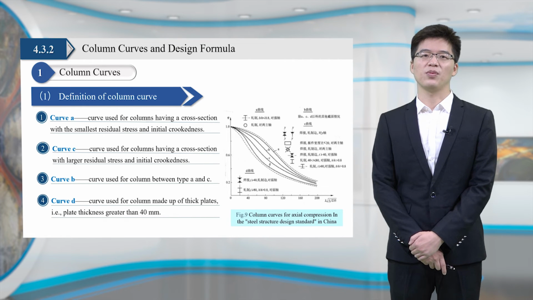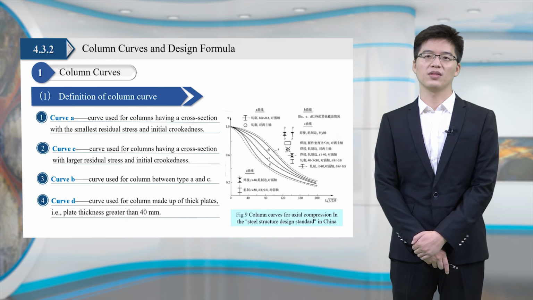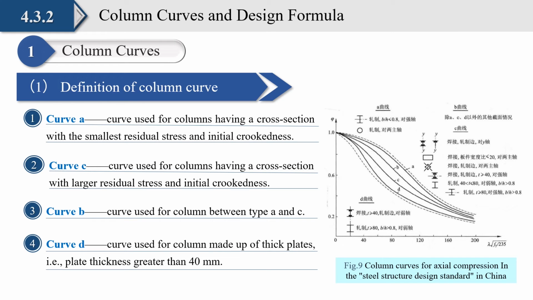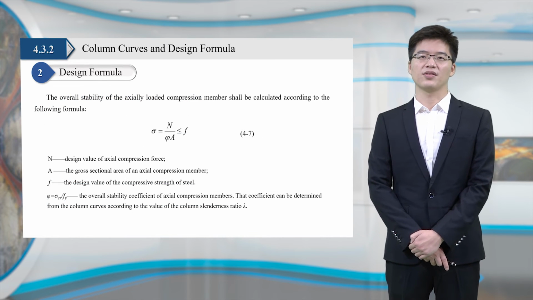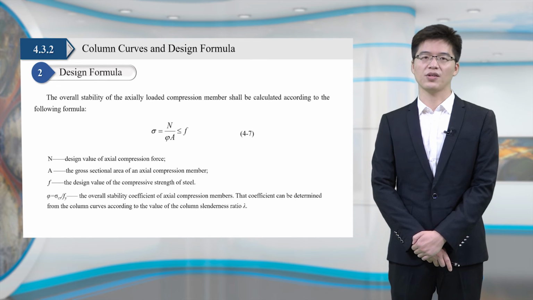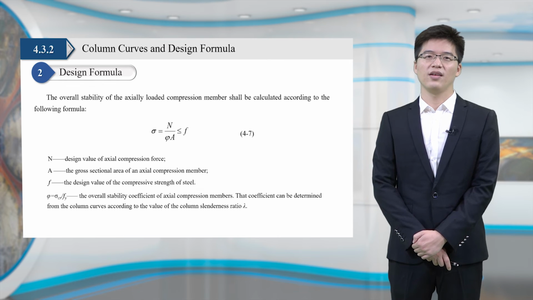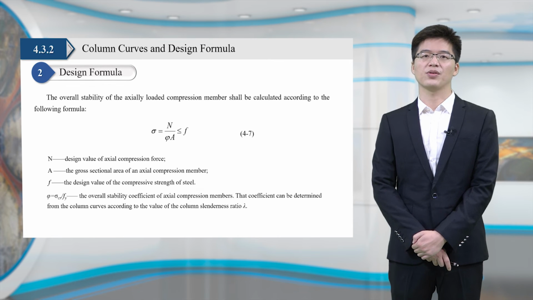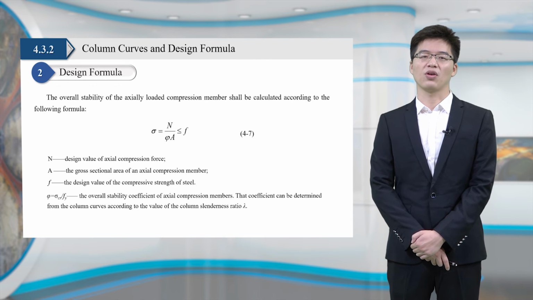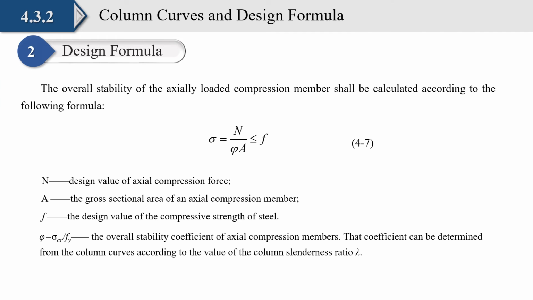After we obtain the relationship between the section classification and the column curves, we can calculate the critical stress of the axially loaded column according to the section category and the member's slenderness ratio, and then obtain its stability bearing capacity. Next, let's discuss the global buckling calculation method of the axially loaded compression members. In the design, the compressive stress on the section of the axial compression member shouldn't be greater than its global buckling critical stress. After considering the partial coefficient of resistance, the overall stability capacity of the axially loaded compression member shall be calculated according to equation 4-7.